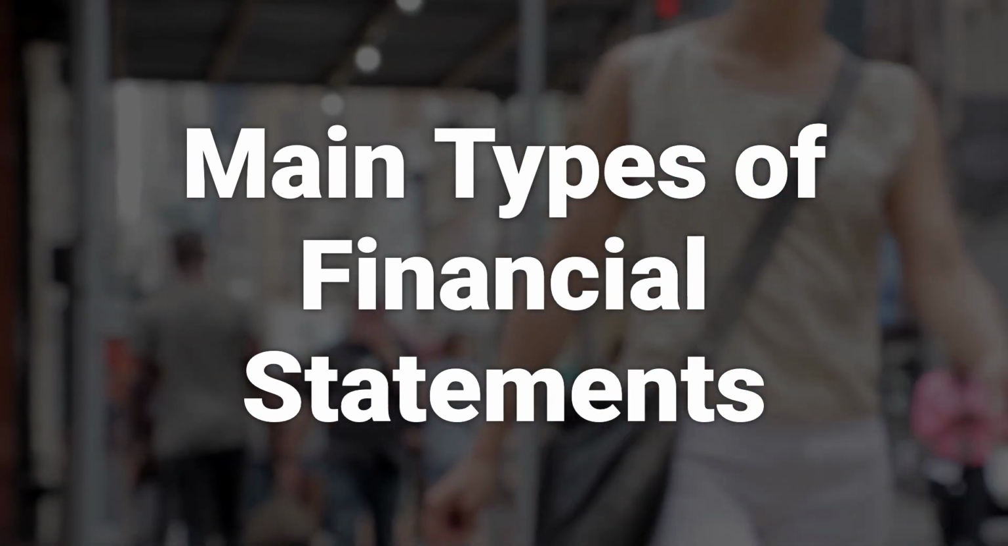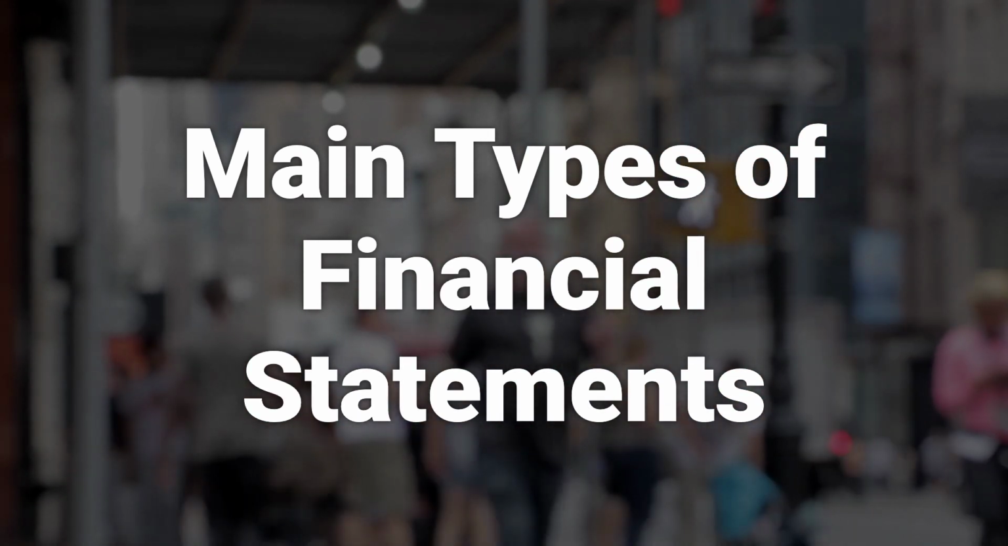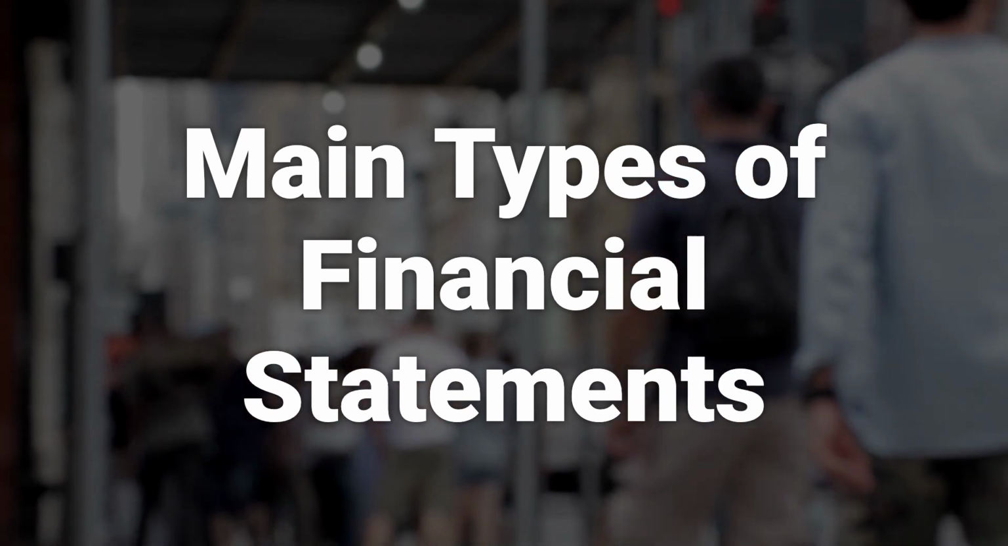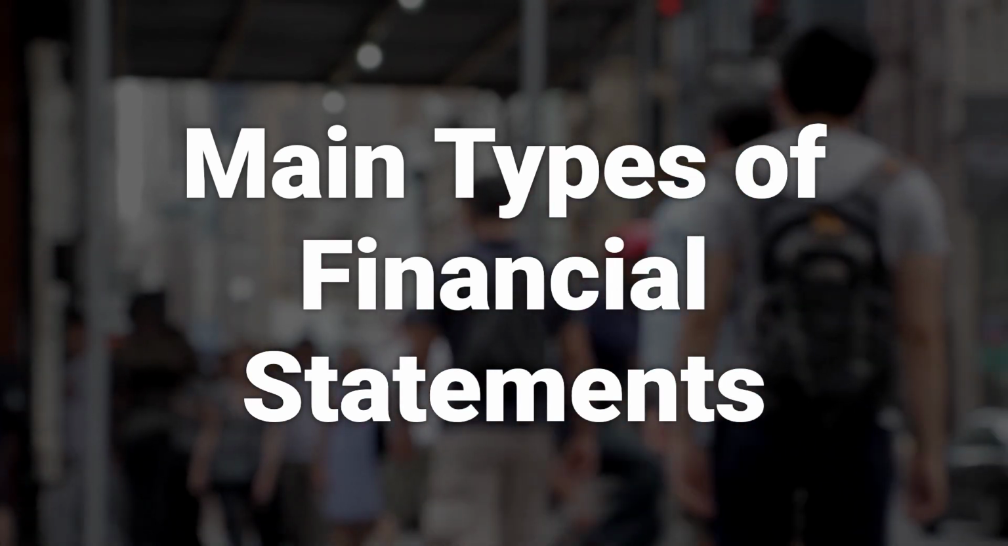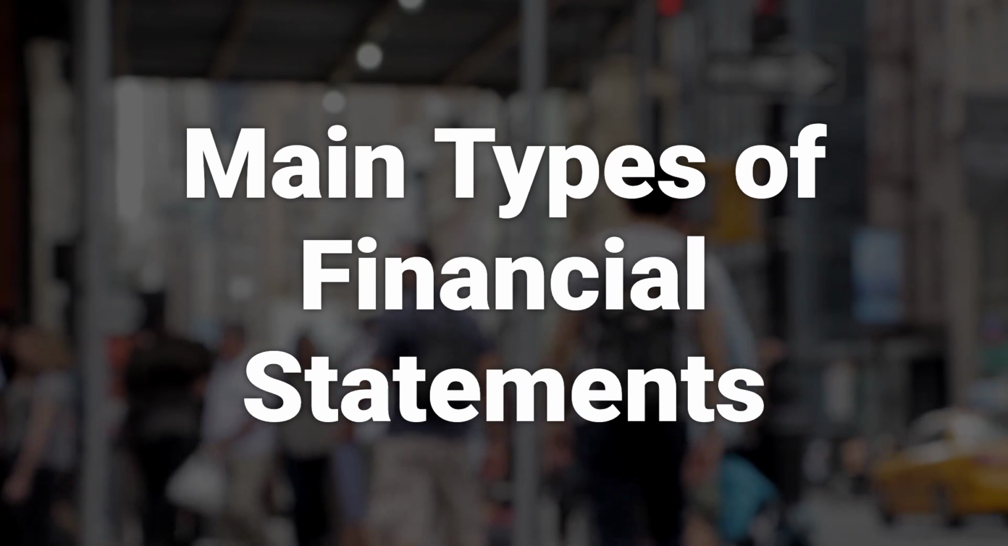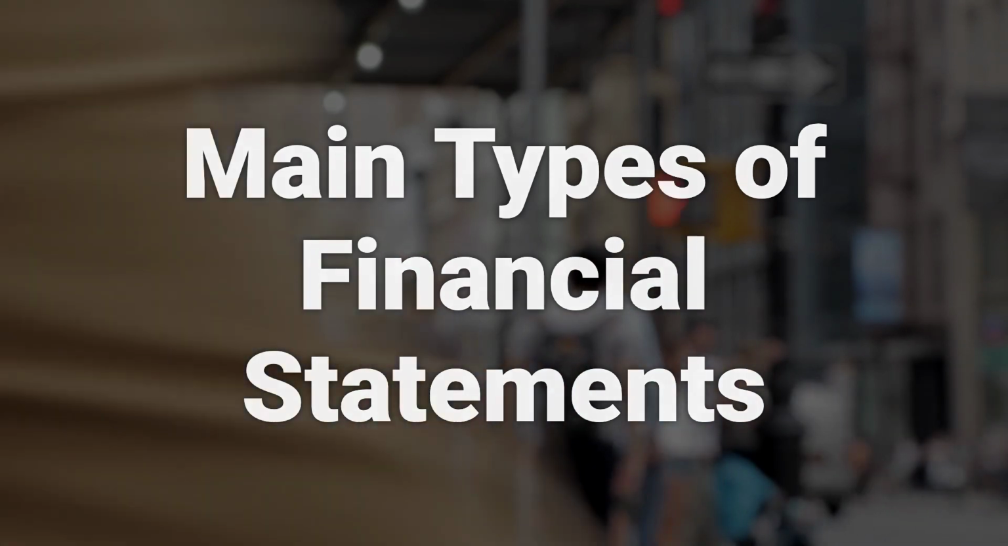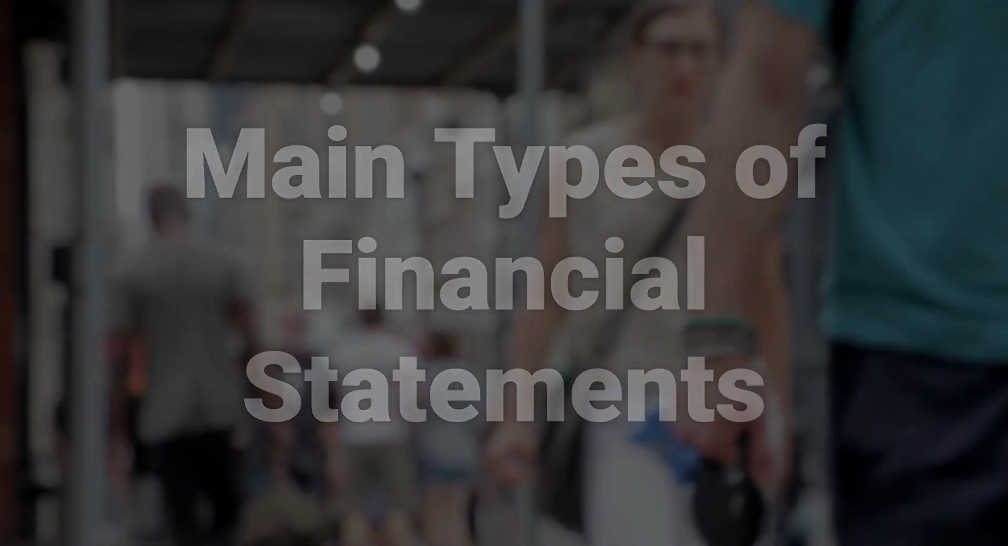The three main types of financial statements are the balance sheet, the income statement, and the cash flow statement. These three statements together show the assets and liabilities, revenues and costs, and cash flows of a business.